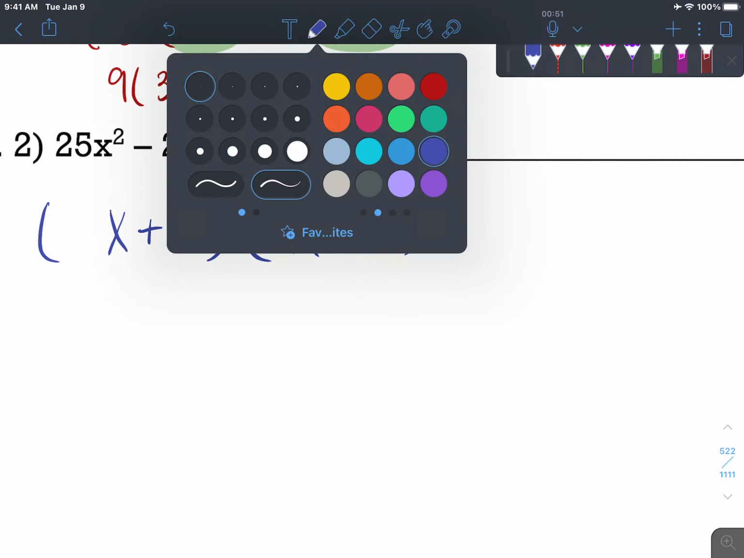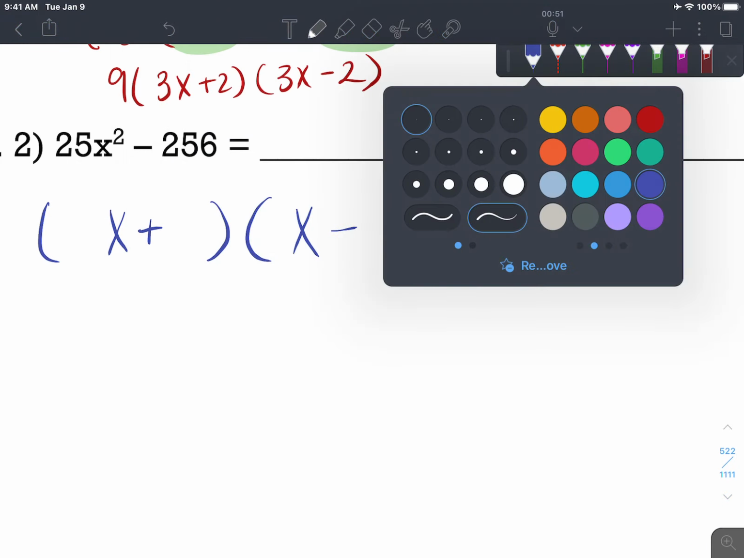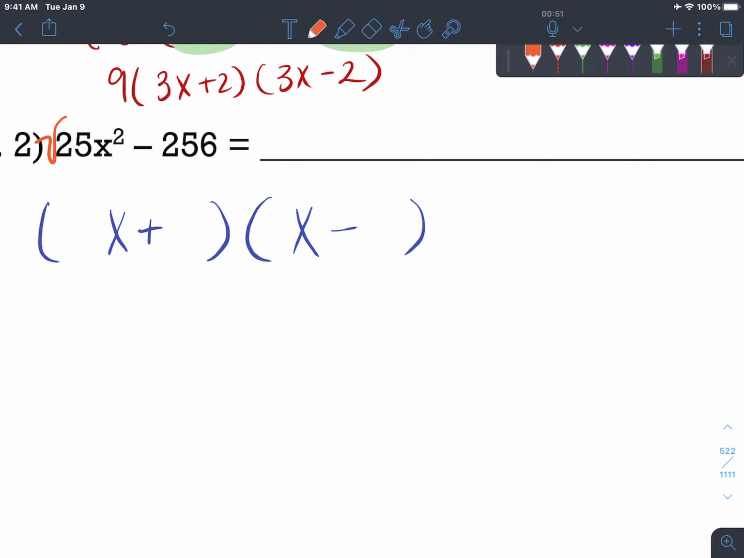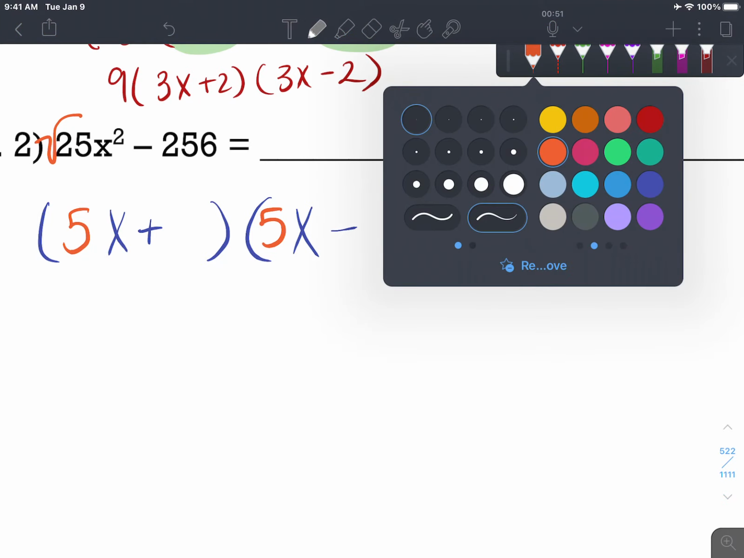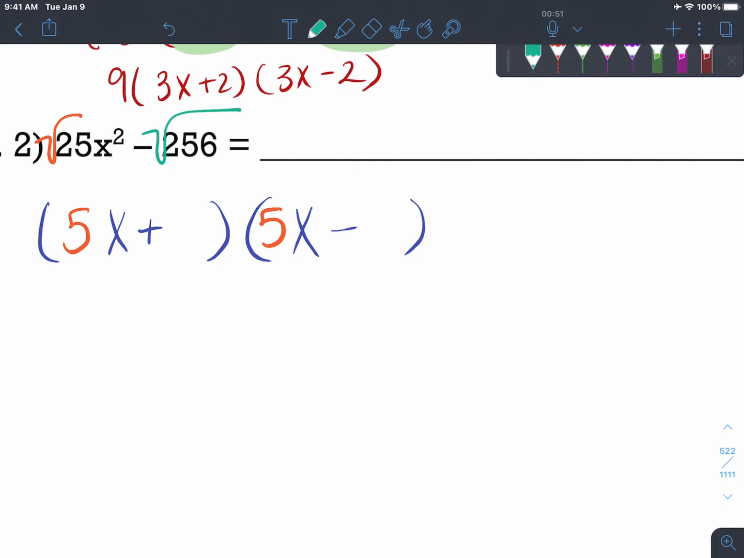Now I'm going to take my very first number. I'm going to take the square root of it. I'm going to write that in, 5 and 5. Now I'm going to go ahead and do the same exact thing to the second number. Square root of 256 is 16. All right, so now I have this.